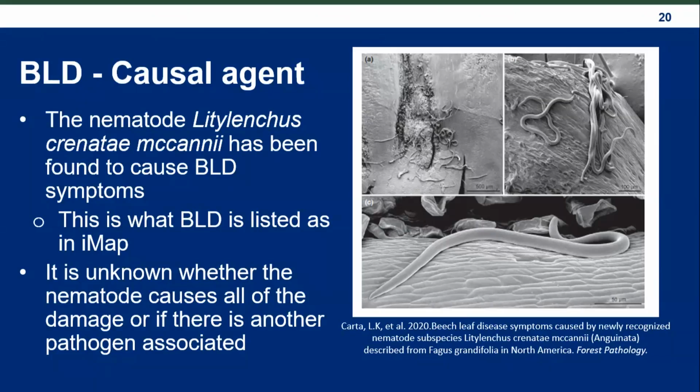So this Litylenchus crenatae, this is what beech leaf disease is called in IMAP. So when you are making IMAP submissions, this is what you would look up. You could look up beech leaf disease or Litylenchus. Next.